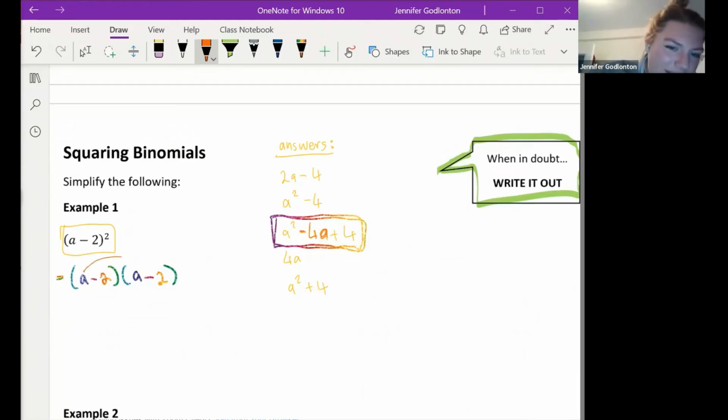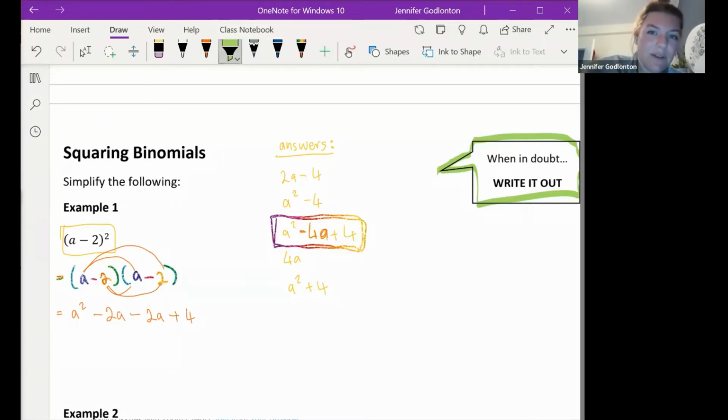So let's do a FOIL with this. Let's do our first times our first. That's going to give us a squared. Our outers, a times negative 2 is negative 2a. Our inners, negative 2 times a is negative 2a. And then our last, a negative and a negative is a positive, and then we get a 4.